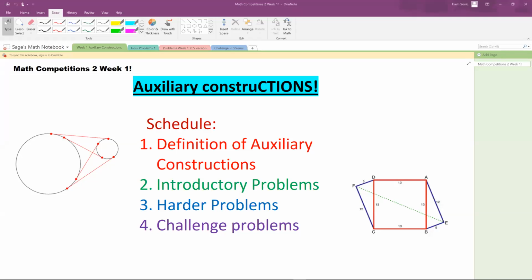So for today, we're going to be quickly talking about auxiliary constructions in geometry. What we're going to be doing is we're first going to talk about the definition of auxiliary constructions, then go through the introductory problems, go through some harder problems, and then finally, if we have time, we'll get to some challenge problems.